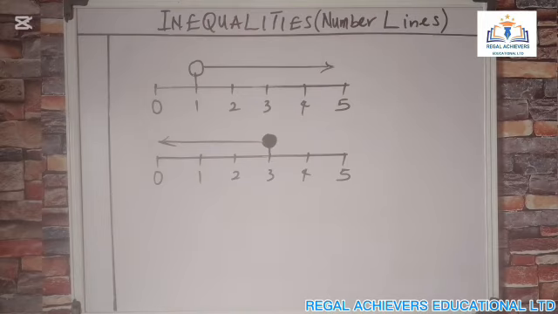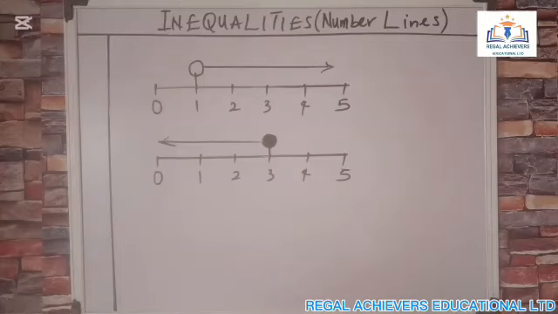I'll be taking a topic, inequalities on number lines. Now we have some questions here as examples. We have a line containing 1 to 5. We have a direction of the line towards the right with a hollow circle. The second one has a filled circle, already shaded. What does each of these mean? How do we interpret it? Let's go. It's very simple.